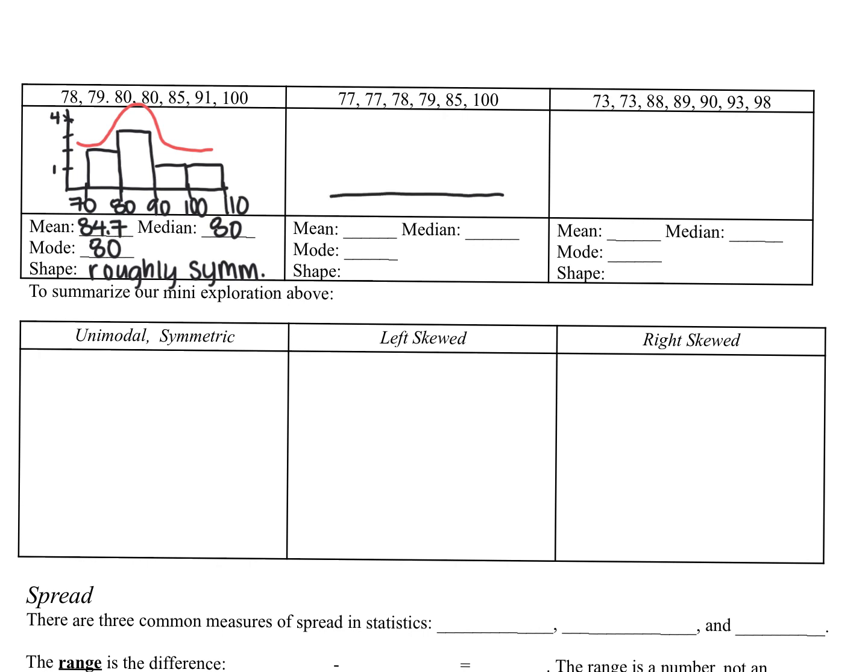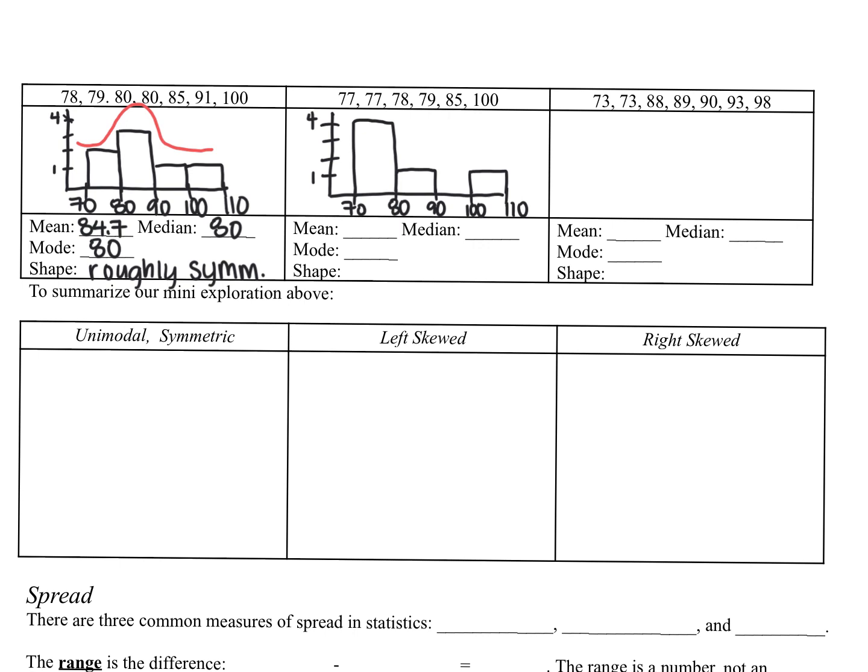Second set of data, I'm going to again do the same scale, 70, 80, 90, 100, and then 110. I'm going to go from 1 to 4. I have 4 numbers between 70 and 79. I have 1 number between 80 and 89. No numbers between 90 and 99, and then I have my 1 number between 100 and 109.